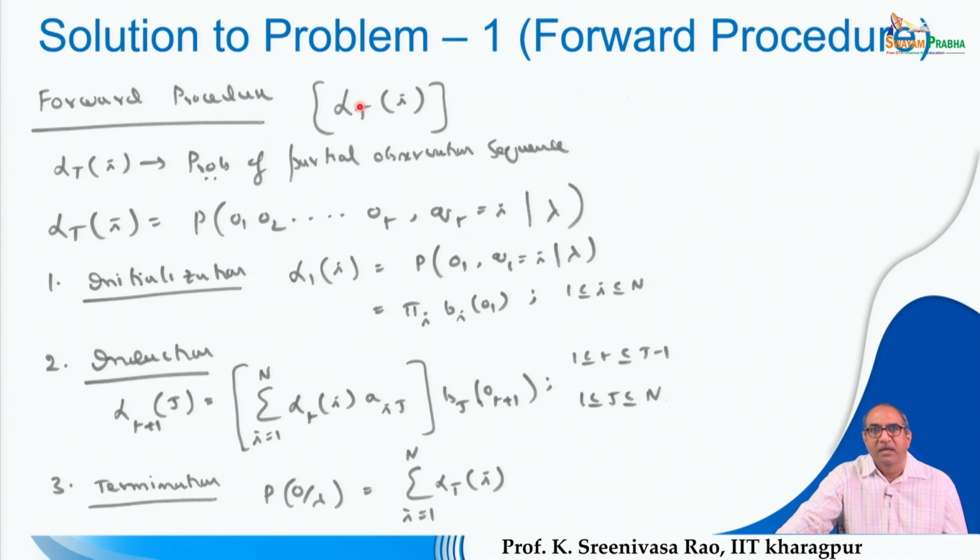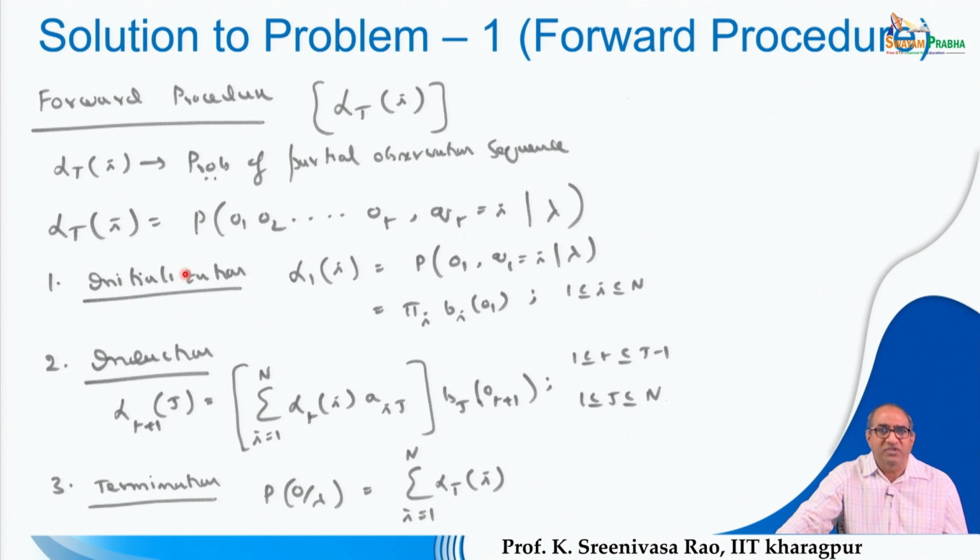Alpha t of I, here this is small t and this is I. This I refers to the state at time t, and t varies from 1, 2, 3 up to capital T. Here we are observing up to some small t, and at that time the system is in state I. So, what is the probability of the observation sequence till that point, with the system in state I at that time?